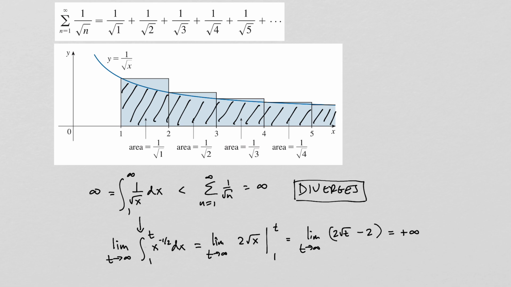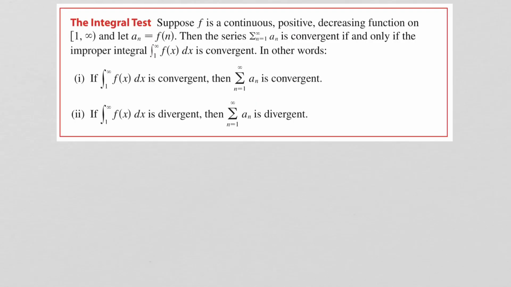And this brings us to what is called the integral test. Suppose f is a continuous, positive, decreasing function on the interval from 1 to infinity, and let the term a_n be equal to f(n). The series summation of a_n is convergent if and only if the improper integral is convergent. In other words, if the integral is convergent, the series is convergent, and if the integral is divergent, then the series is divergent.